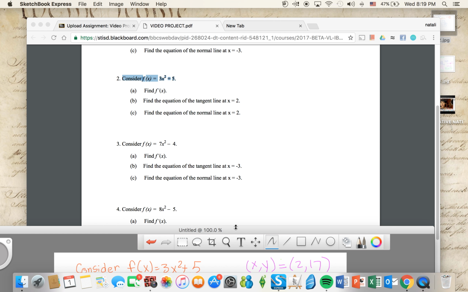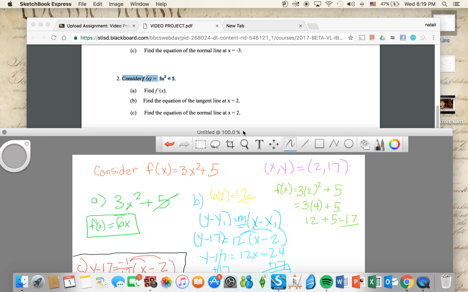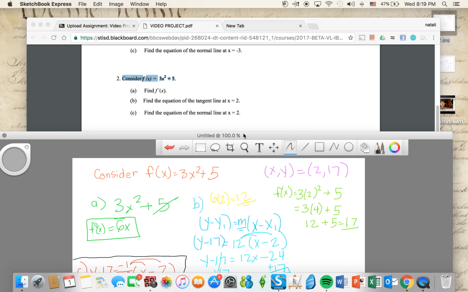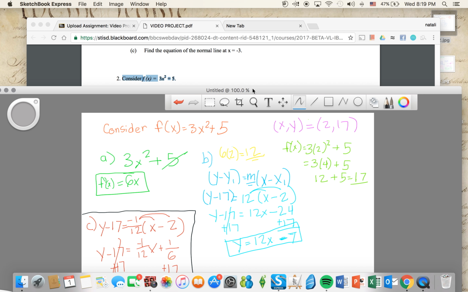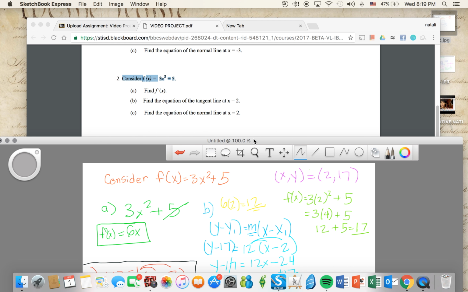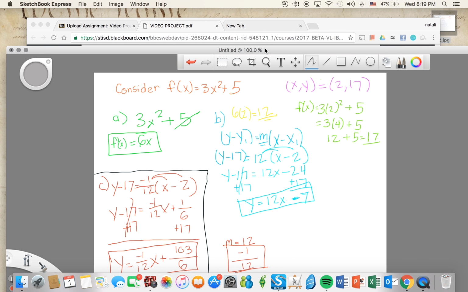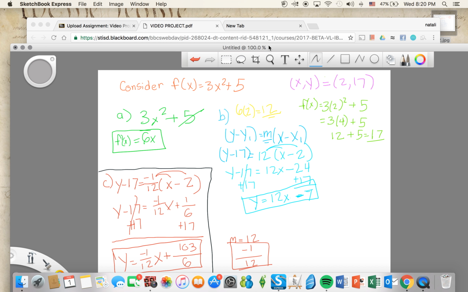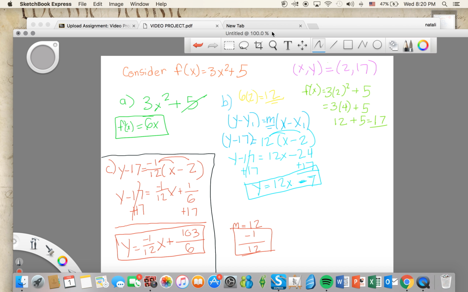So we found the answer to A, which is the derivative is 6x; B, which is y equals 12x minus 7; and C, which is y equals negative 1 over 12 x plus 103 over 6.